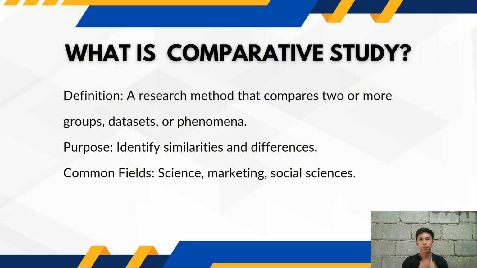So what is a comparative study? A comparative study is a research method used to compare two or more groups, datasets, or phenomena. Its main purpose is to identify both similarities and differences between the subjects being studied. This type of study is widely applied in various fields such as science, marketing, and social sciences because it helps researchers understand patterns, behaviors, or outcomes more effectively.